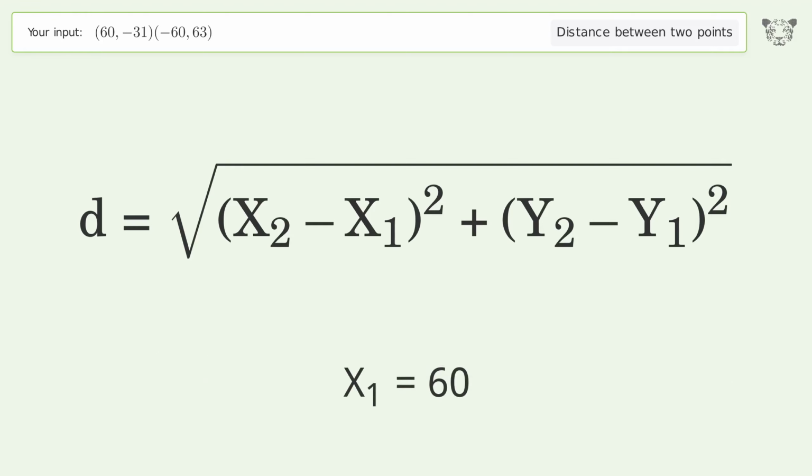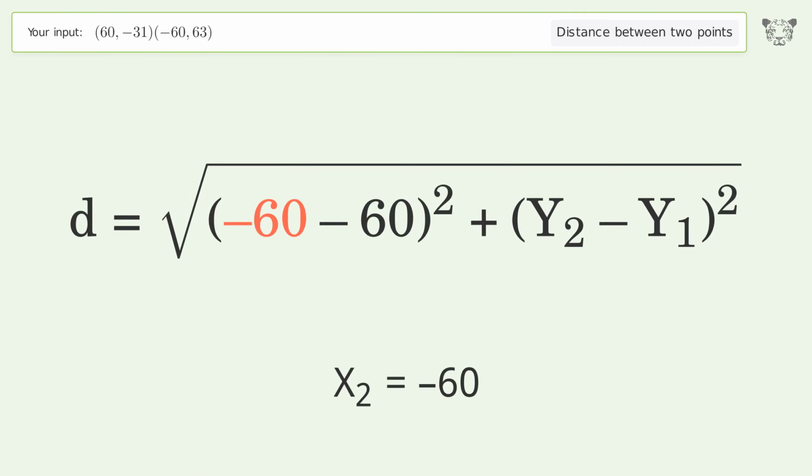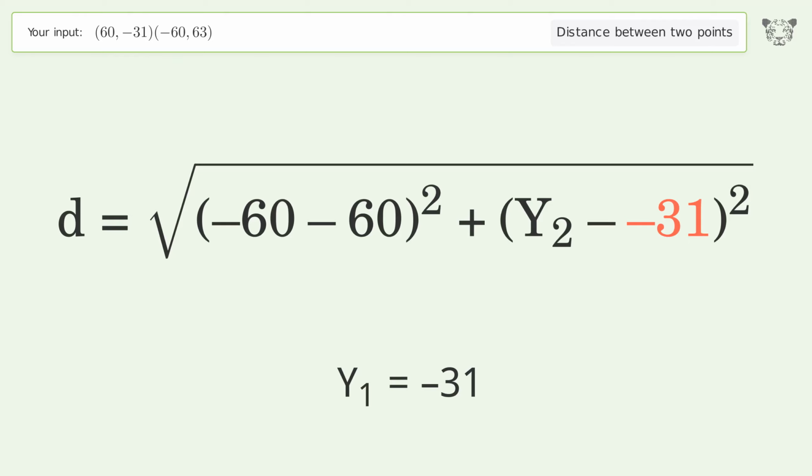x1 equals 60. x2 equals -60. y1 equals -31. y2 equals 63.